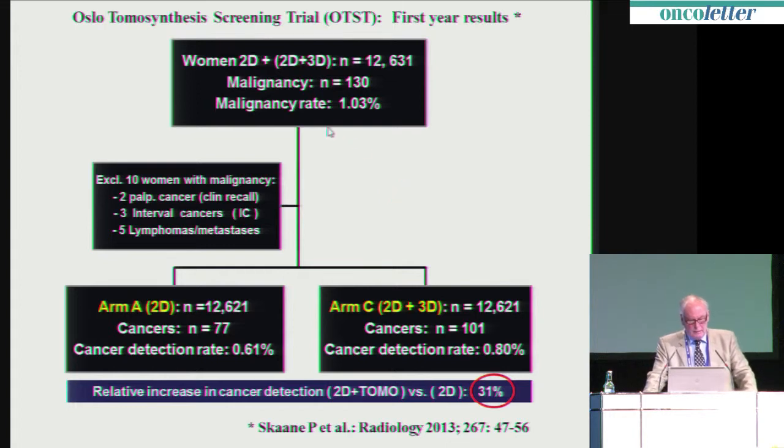I will not go into details, but the malignancy rate was very high, what we detected, but if we split up into this arm A versus arm C, that means the clean digital mammography versus clean 2D plus 3D, this arm detected 77 cancers, and in 2D plus tomo, 101 cancers, for a detection rate of 0.61% versus 0.80%. That means the relative increase in the cancer detection rate was 31%.